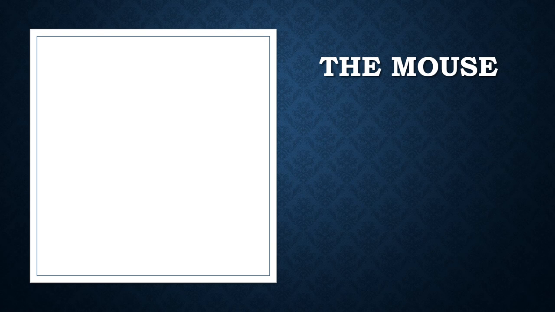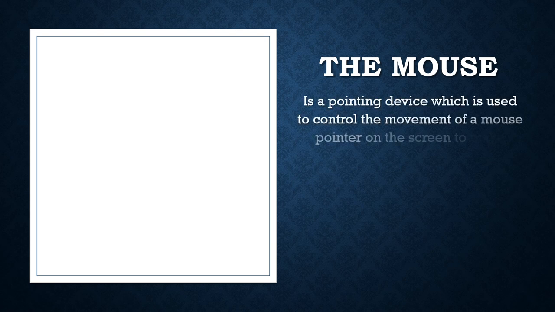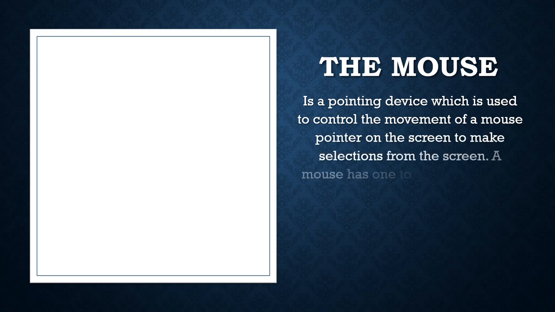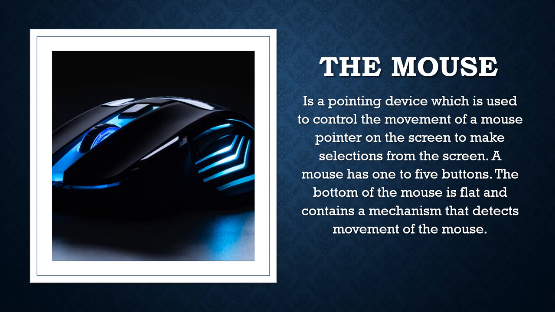Now let's see the mouse. The mouse is a pointing device which is used to control the movement of a mouse pointer on the screen to make selection from the screen. A mouse has 1 to 5 buttons. The bottom of the mouse is flat and contains some mechanism that detects movement of the mouse.